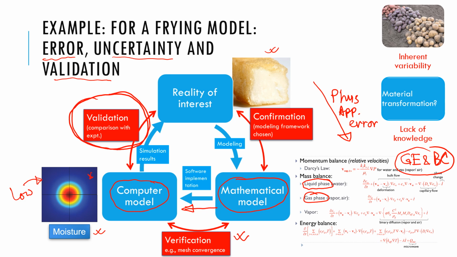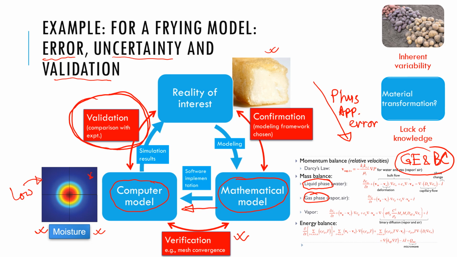Notice there are many possibilities for validation. Some are difficult, some are easier. So for example, the moisture profile we can predict, but validation of it is going to be very difficult because only MRI can do this kind of a moisture profile validation.